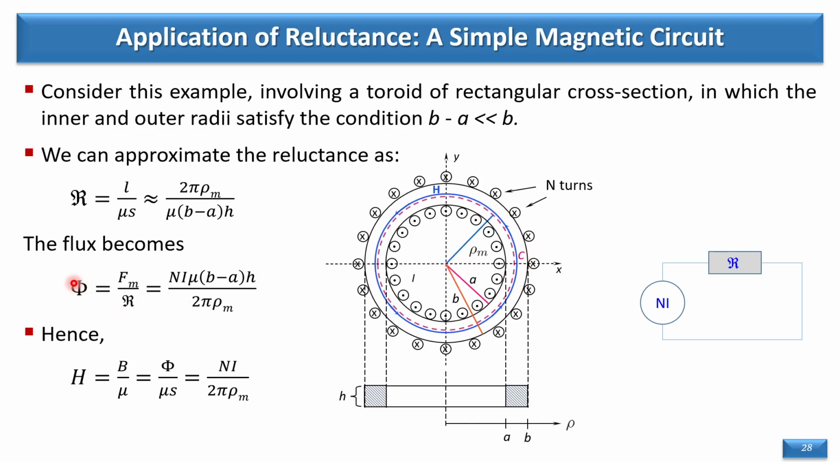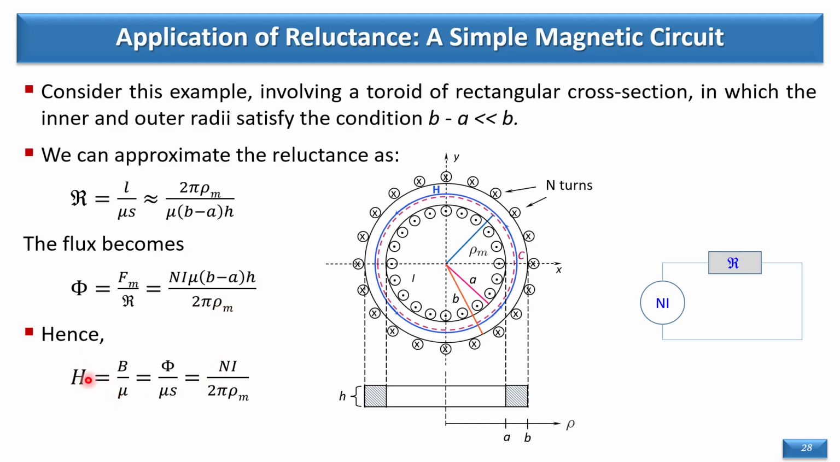So phi is analogous to current, reluctance is analogous to resistance, magnetomotive force is analogous to voltage, so voltage over current equals flux. The magnetomotive force is F_m, which is Ni, and R equals this denominator, it goes up, and at the bottom we have 2 pi rho m.